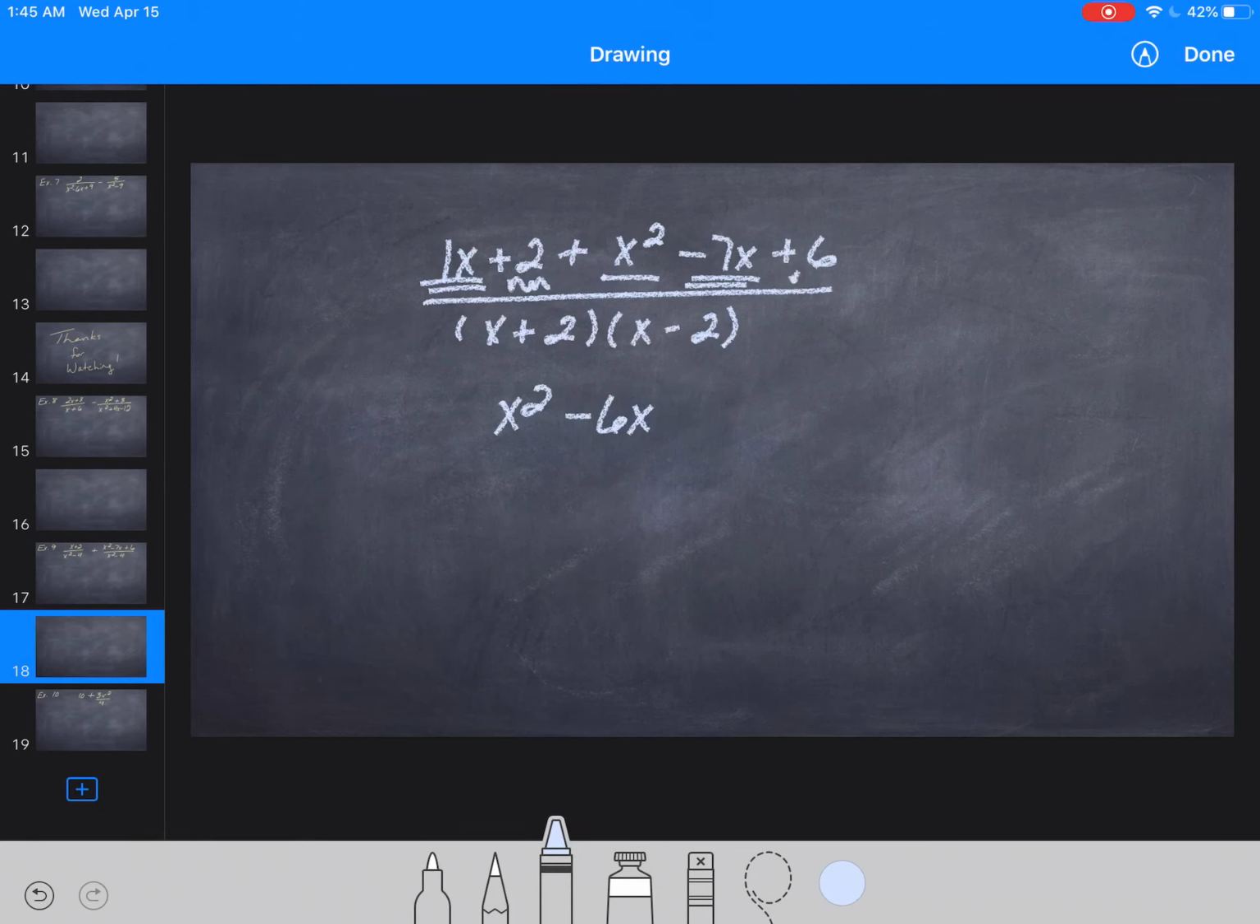That gives me a negative 6x. And then I have a positive 2 and I have a positive 6, so I get a positive 8, all over x plus 2 and x minus 2.